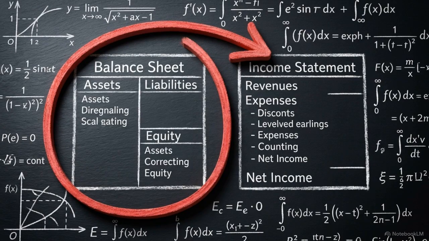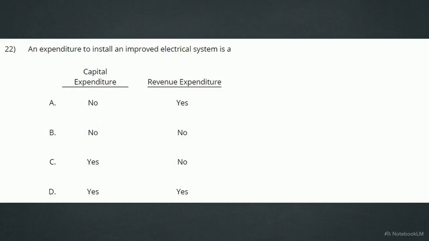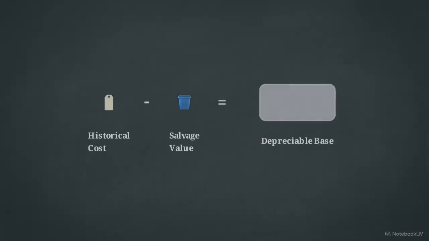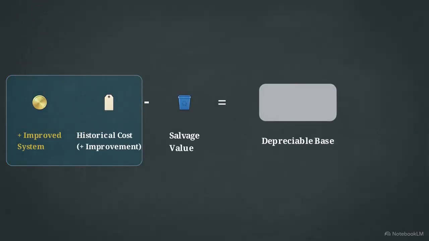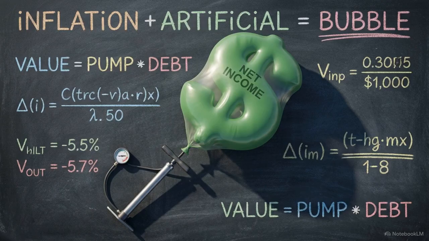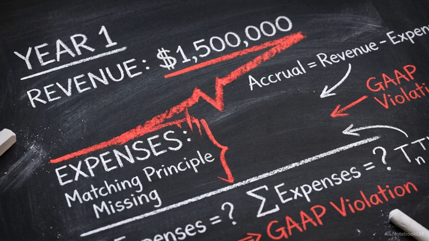These bypass the balance sheet entirely and are expensed immediately on the income statement. This specific question tests that exact boundary. Look closely at the phrase, expenditure to install an improved electrical system. Because the text specifies an improved system rather than a repaired one, it qualifies as a betterment. This triggers capitalization rules, forcing us to return to our day one logic and add that cost to the depreciable base. Failing to properly classify a revenue expenditure as a capital one artificially inflates current period net income and violates the core matching principles of accounting.